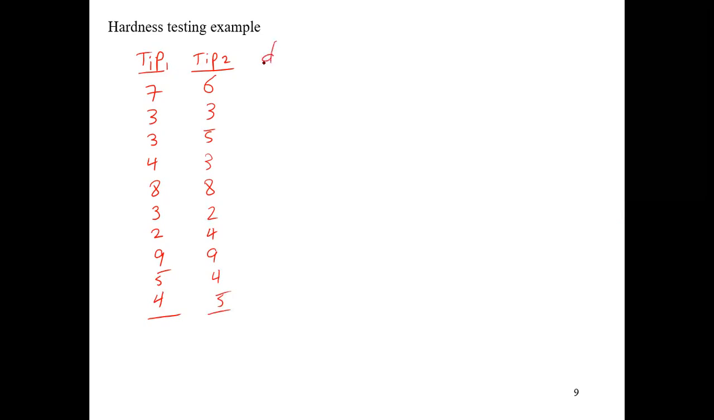Now let's work with D. Calculate the difference. 7 minus 6 is 1, 3 minus 3 is 0, 3 minus 5 is negative 2, 1, 0, 1, negative 2, 0, 1, negative 1. Now I need this sum because I need to calculate D bar. This sum is negative 1. So now I can calculate D bar.